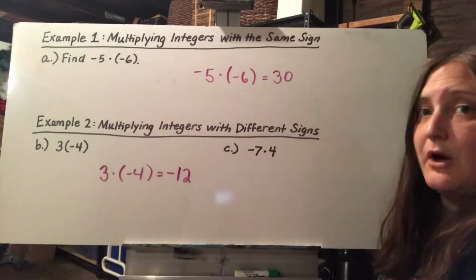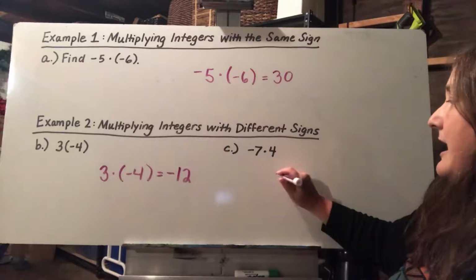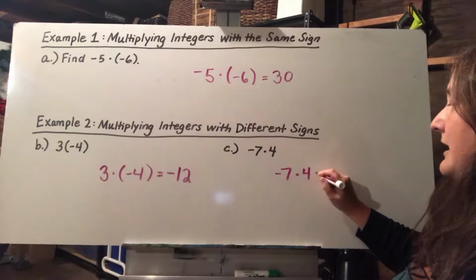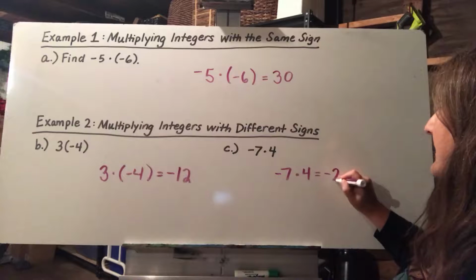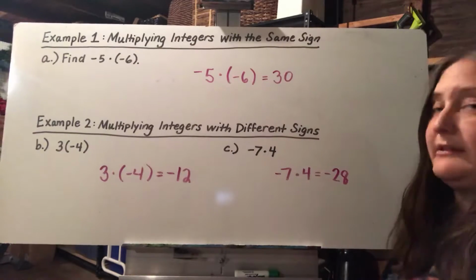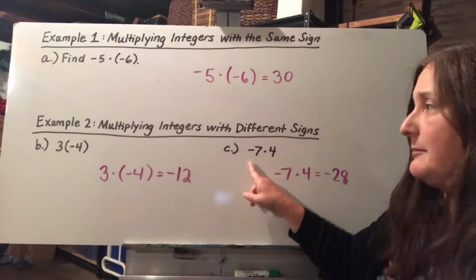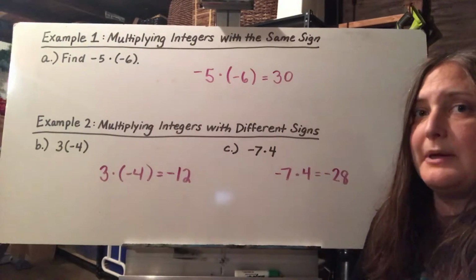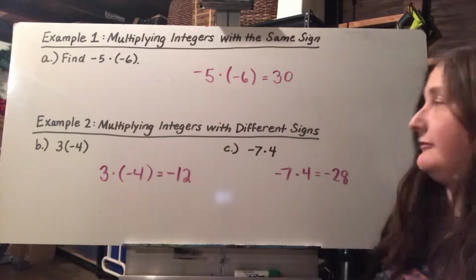In this case, I'm also multiplying two numbers with different signs. I have a negative number, -7 times 4. So my answer is going to be negative. And since 7 times 4 is 28, my answer is -28. It doesn't matter if the negative comes with the first number or the second number in your multiplication problem. As long as the two signs are different, your answer is going to be negative.